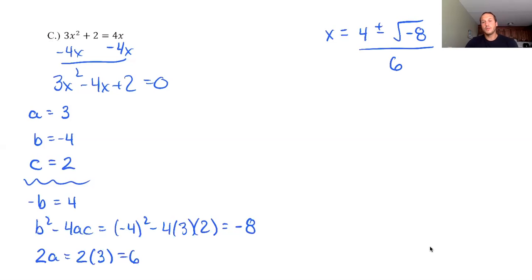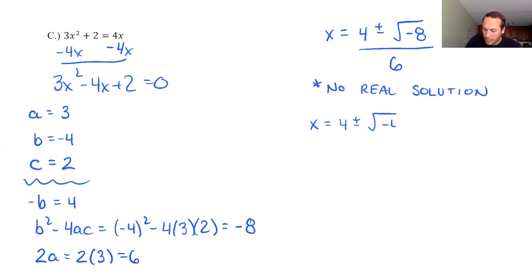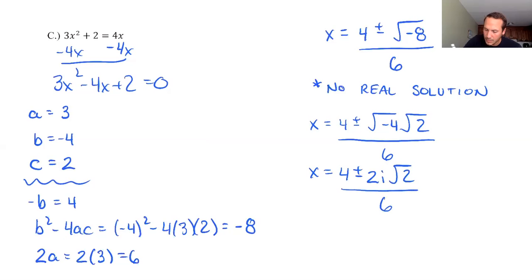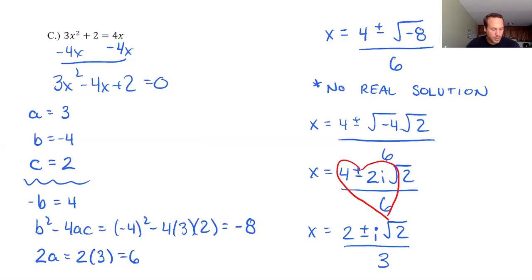Now, the big thing here to know is that when you've got those negatives inside the radical, remember, this actually means that there is no real solution, but we can simplify this. So let's go on and make sure we do that. I'm going to get 4 plus or minus radical negative 4 radical 2 all over 6. This is going to give me 4 plus or minus 2i radical 2 over 6. I check here. 4, 2, and 6 all reduce by 2, giving me an answer of 2 plus or minus i radical 2 all over 3.